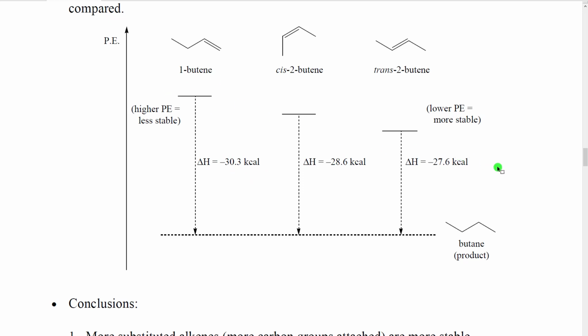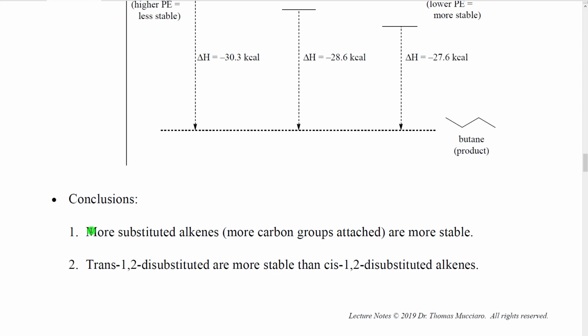And the trend continues across all of these. So this is our general trend: more substituted alkenes are more stable, and trans is more stable than cis.